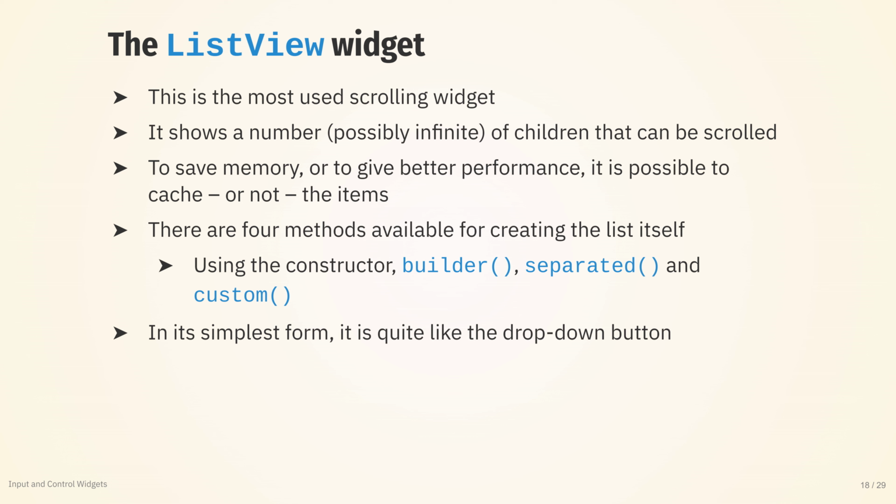But we'll keep it simple. And we can use the constructor, the builder, separated, or the custom way, the different methods then, of creating the content for this one. And in its simplest form, it's quite like the drop-down button. So that's a good thing, because we will see that a lot of the things are actually quite similar. So let's go and have a look at a cool example.